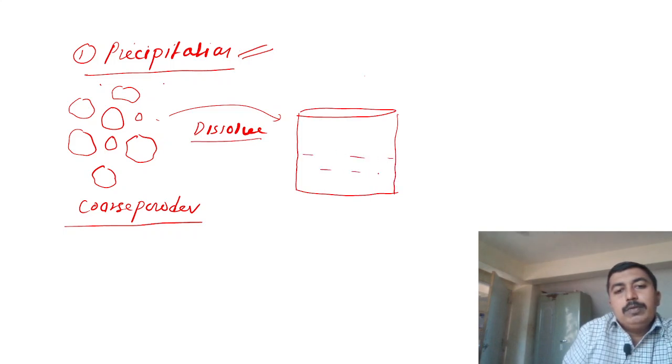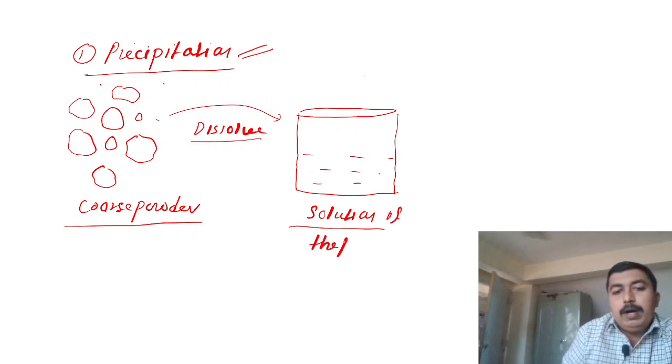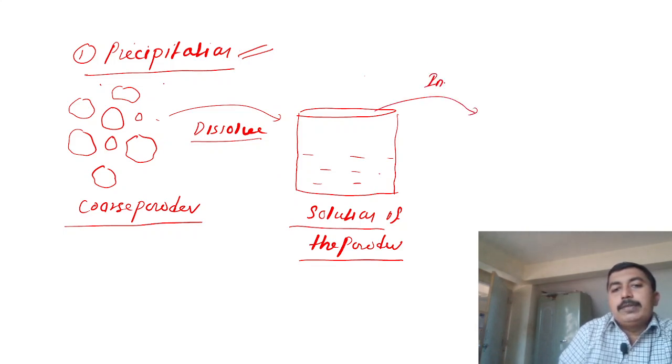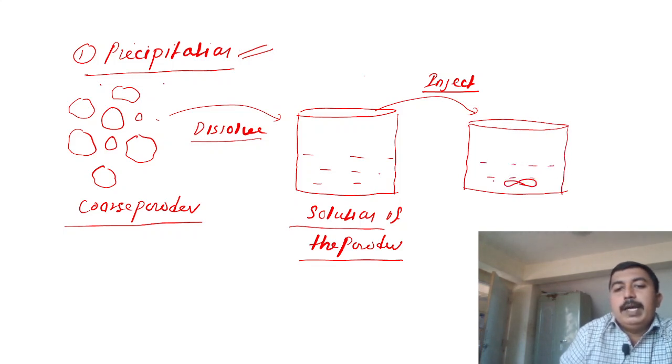So now I have a solution. I have to select a suitable solvent where this powder is completely soluble. So now I have a solution of the powder where all powder particles are dissolved. Next, I will inject this solution into one more liquid, with the help of continuous stirring, either by using a magnetic stirrer.